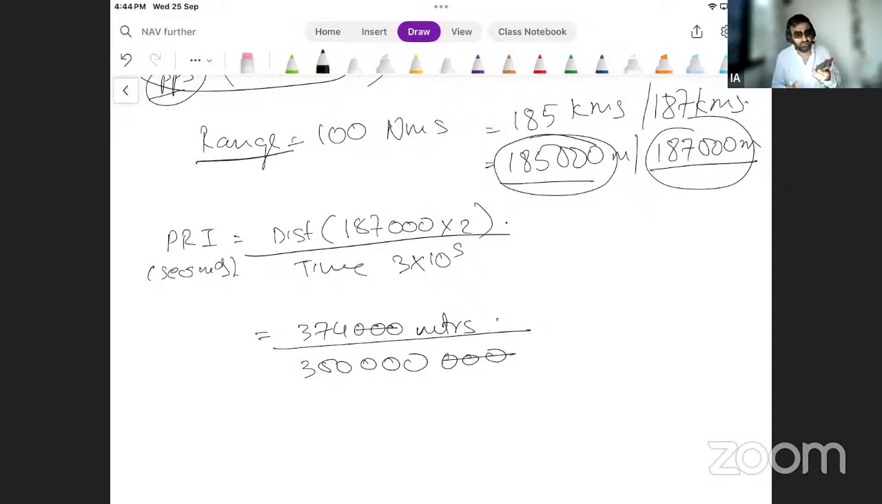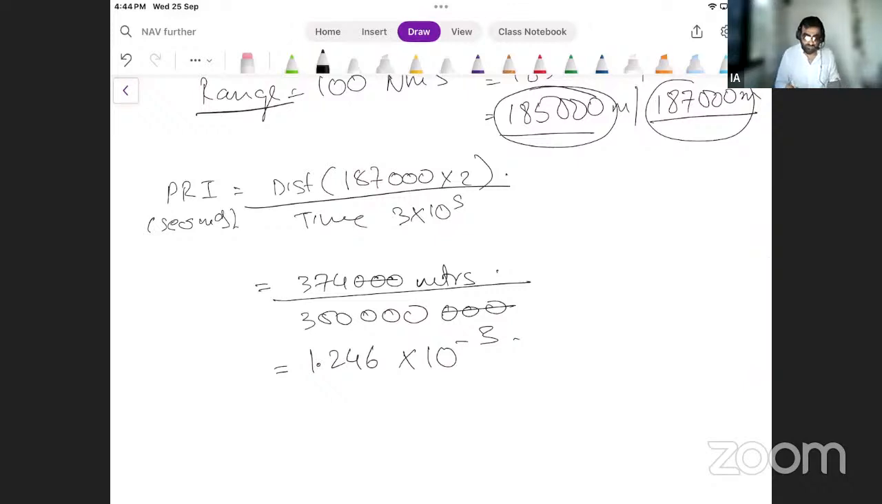1.246 raised to minus 0.3. Okay. Be careful about this minus 0.3 thing now. Okay. So the answer that I'm getting here is 1.246 into 10 raised to minus 3. This is what I'm getting. How do I convert it?